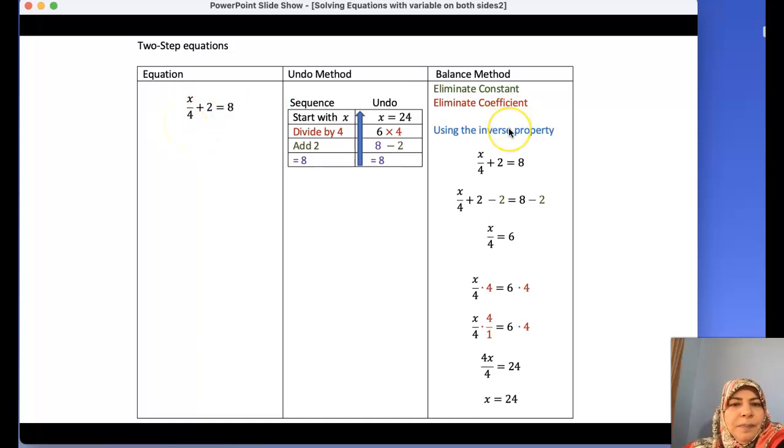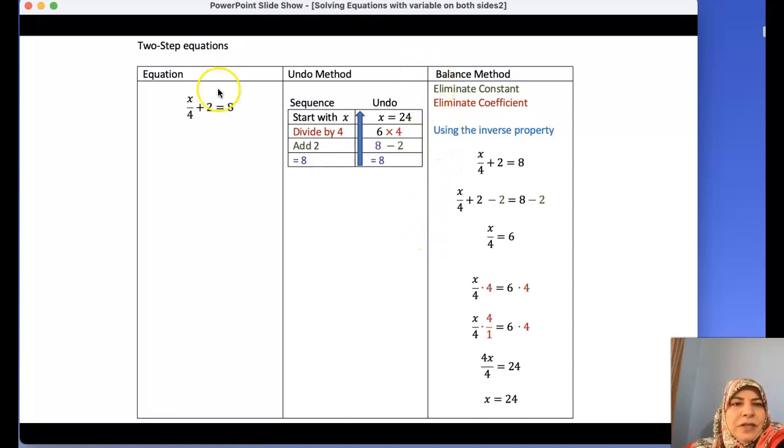So what should I do then? First I eliminate the constant, which is positive 2. So I'm going to subtract 2 from both sides. So 2 minus 2 is 0. So I have x divided by 4 equals 8 minus 2, which is 6. Again, now I'm going to eliminate the coefficient, which is 4. So I am going to multiply by 4 on both sides. So this 4 and this 4 will give you 1x. So I have 1x. 6 times 4 is 24. And that's it. Take a minute, pause it, think about it. If it doesn't make sense, call me.